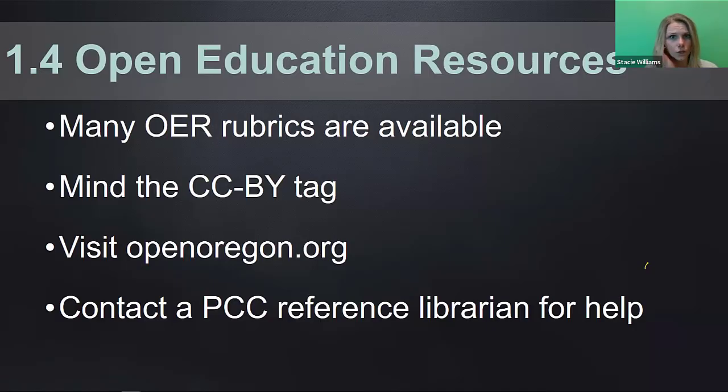So I would encourage you to browse that for inspiration, or sometimes you can adopt all of or part of those rubrics. If you want to get started, openoregon.org is a great place to go, but all of the reference librarians at all of our campuses are really well versed in finding open education resources, and I know they'd be thrilled to help you with that. So that's another place to look for content that could go in our rubrics.